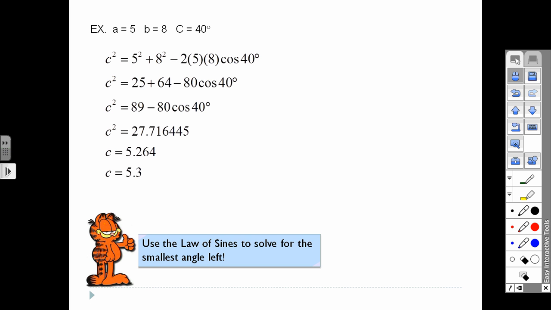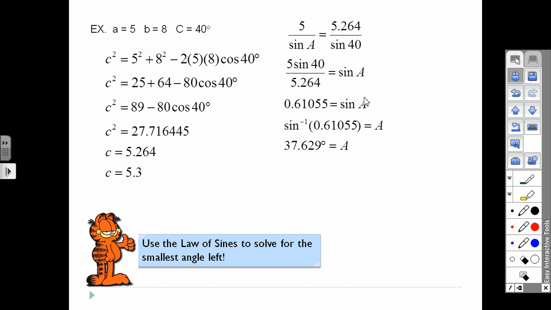So we are going to use the law of sines to solve for angle A before we solve for angle B. So 5 over the sine of A is equal to, and notice that I'm using my extended decimal here. I'm not using the 5.3. You don't have to use the big one that's still in the calculator, but take this out at least 3 or 4 places so you get a more accurate answer. And so now we can calculate this out. I did some little algebra manipulation before I hit the calculator. And once you work this out, you get 0.61055 equals the sine of A.